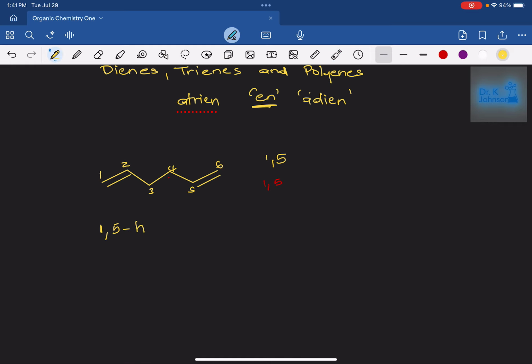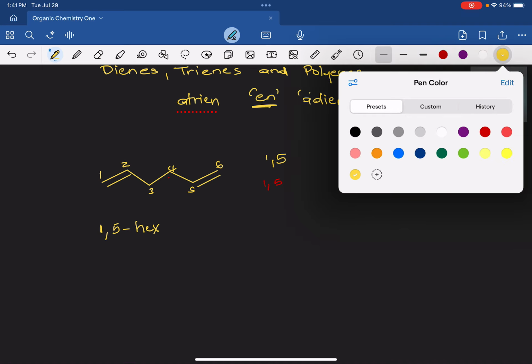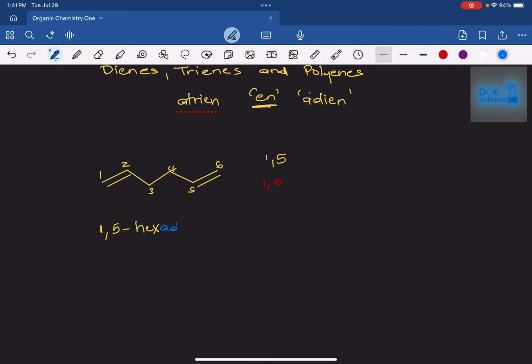So 1, 5-hex. Instead of writing "ene", we write "adiene", and don't forget your E. So it's 1,5-hexadiene. Okay. So when you write your regular alkene name, hexene for example, this part, if it's a diene, is replaced with "adiene".